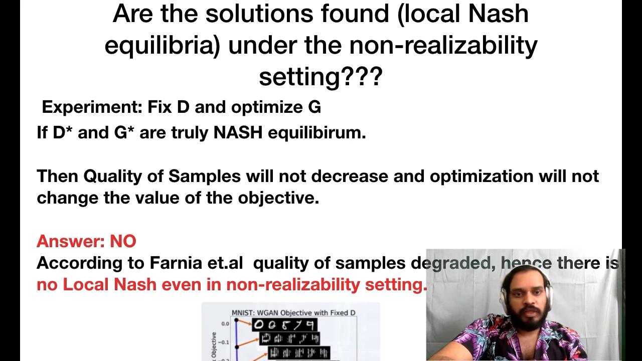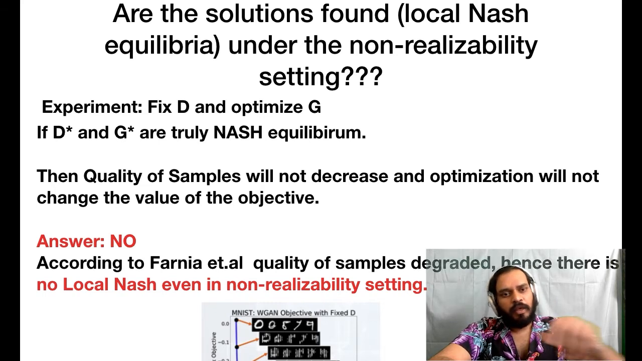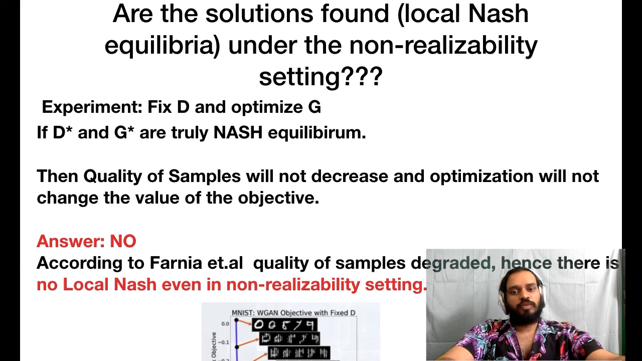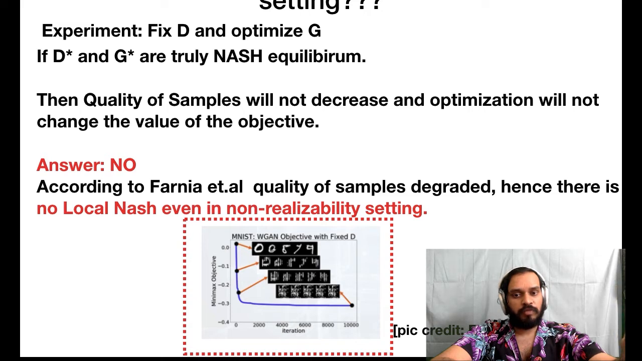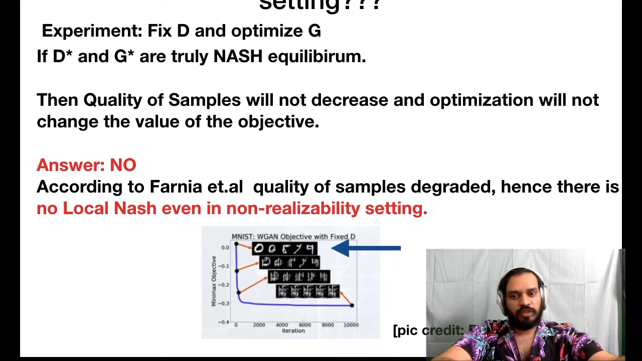So now under this non-realizable setting, they wanted to know if wherever we end up after training is a local Nash equilibrium. To answer that question, what the authors did was they fixed D and they just optimized over G. G is the fake data generator, right? When they did that optimization, they found out that the min-max objective actually started to fall. So it actually started to decrease, and moreover on top of that, they also saw that the fake numbers that you get from the generator started to look worse and worse.